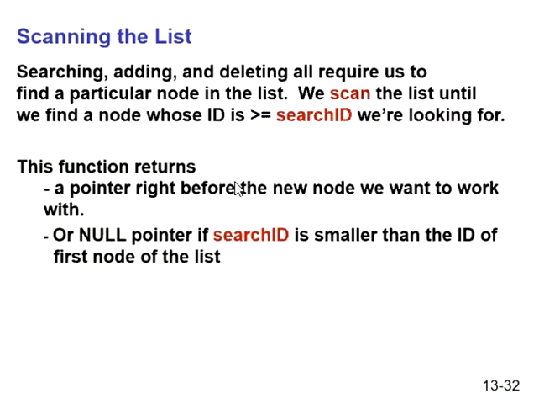Firstly, you can understand that in future, if you want to design functions, we need to scan the list with the ID you want. This function returns a pointer right before the new node we want to work with, or it can return null if such ID is smaller than the ID of the first node of the list.